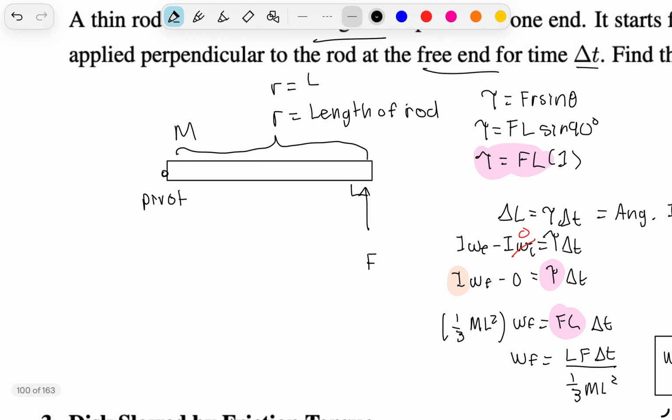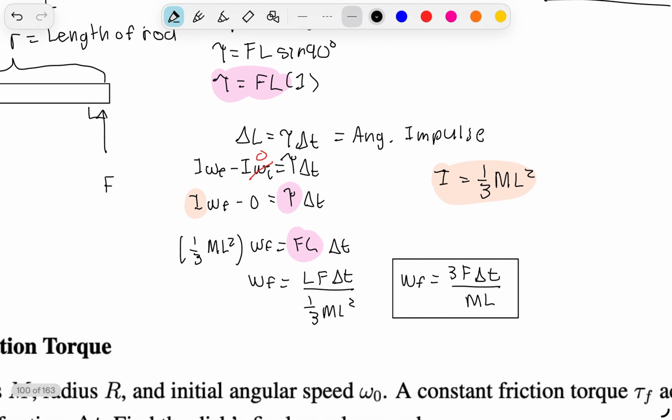So we can see that our force is going to give our rod an angular impulse. And since the rod starts from rest, the angular impulse is going to become the final angular momentum.